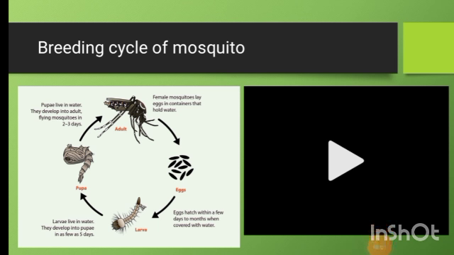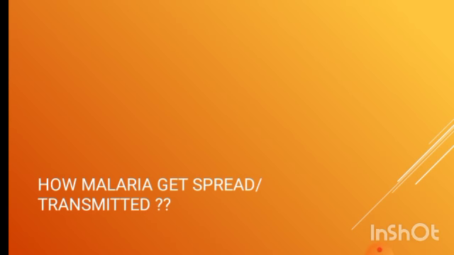So, with the help of video, we come to know about the life cycle of mosquito. The first stage of life cycle of mosquito is eggs. Eggs convert into larva. Larva turns into pupa, and pupa turns into an adult mosquito. So, we had learned the life cycle of mosquito.